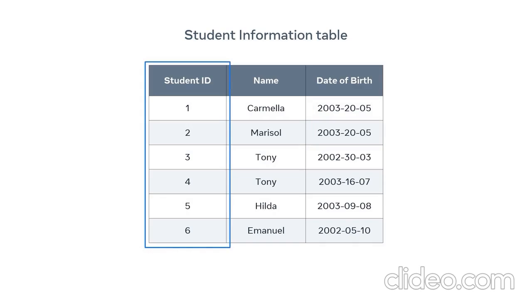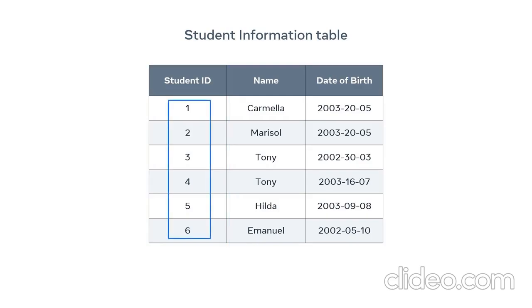All values in this column are unique, so it's designated as the table's primary key. And the values of this primary key column determine the information of the other columns. This means that each column in the table is functionally dependent on the student ID column. It's the only column that can be used to return specific data.